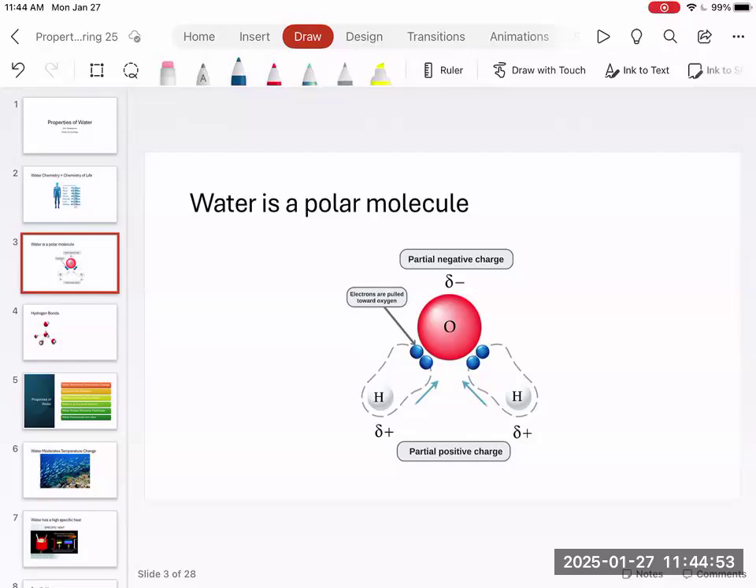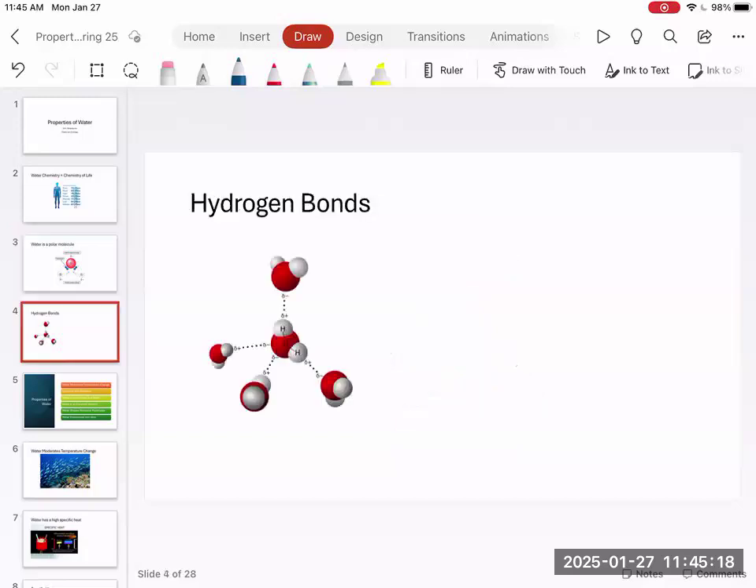And because those negative subatomic particles are orbiting a little bit further away from hydrogen, that makes hydrogen a little bit positive. So we consider hydrogen to have a partially positive charge. This is why we say water is a polar molecule, because there's this net partial charge difference within that molecule. Now, because of that, neighboring water molecules are weakly attracted to each other through what are called hydrogen bonds.